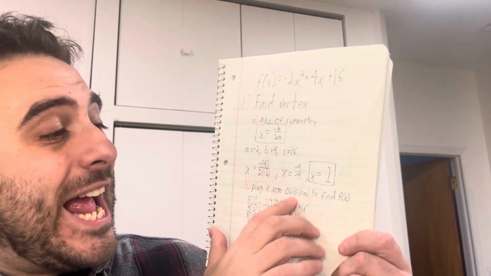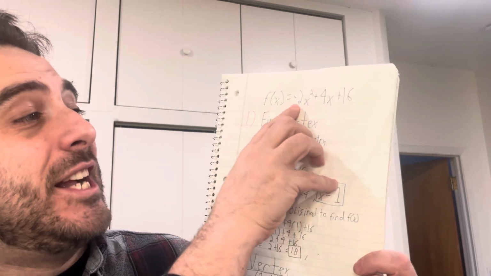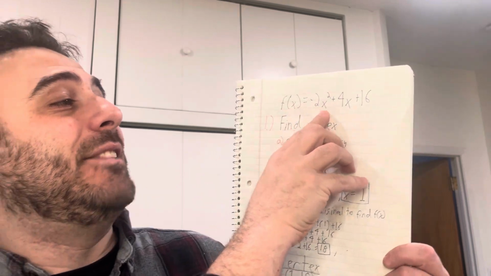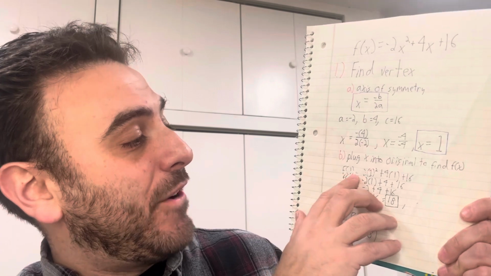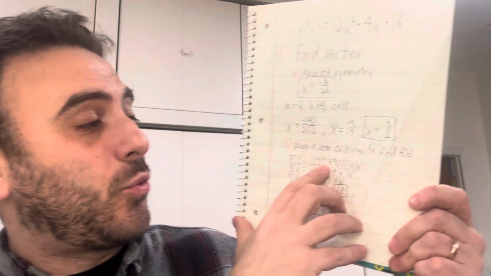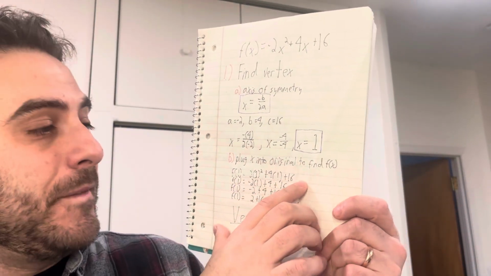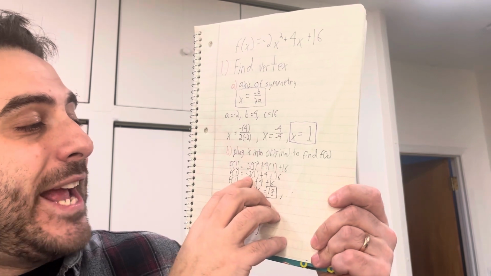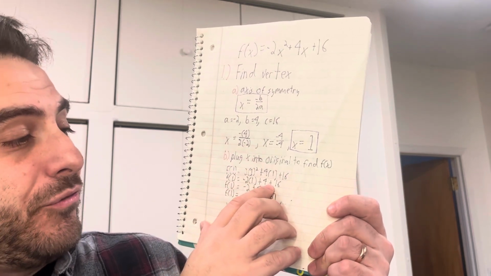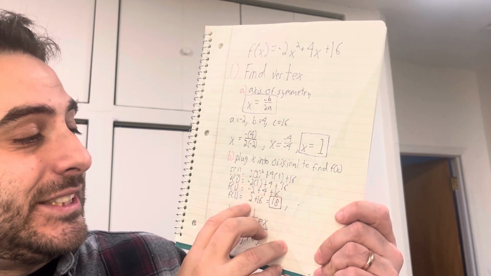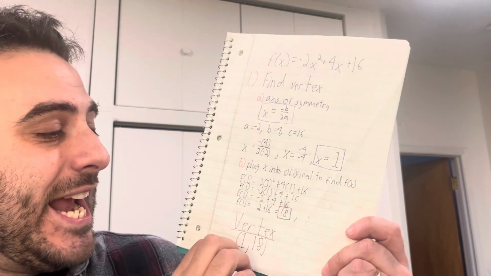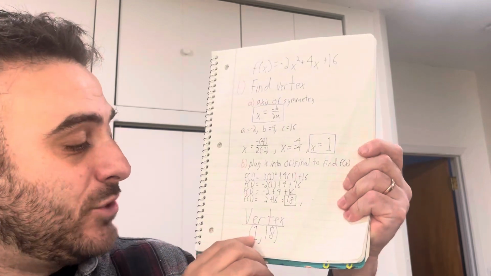We plug that x into the original equation. f of x equals negative 2x squared plus 4x plus 16. So f of 1 is negative 2 times 1 squared plus 4 times 1 plus 16. Negative 2 times just 1, plus 4, plus 16. Negative 2 plus 4 plus 16. 2 plus 16 is 18. So our vertex is (1, 18).